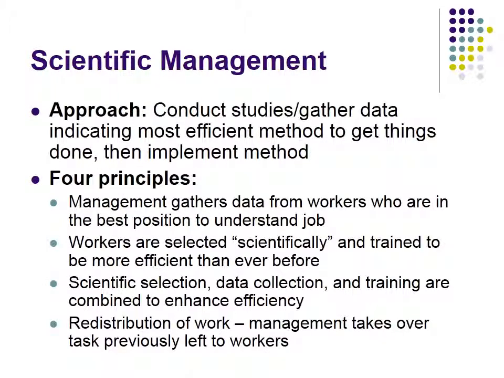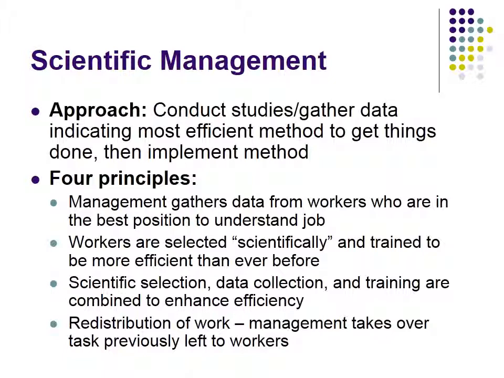So scientific management, that's again our first type, our classic organizational theory. So the approach is to conduct studies and gather data, indicating a most efficient method to get things done, and then implement that method. So scientific management is about efficiency. It does look at workers, to some degree, as cogs in a machine. But the purpose is how do we make the work environment as safe as possible and as efficient as possible?